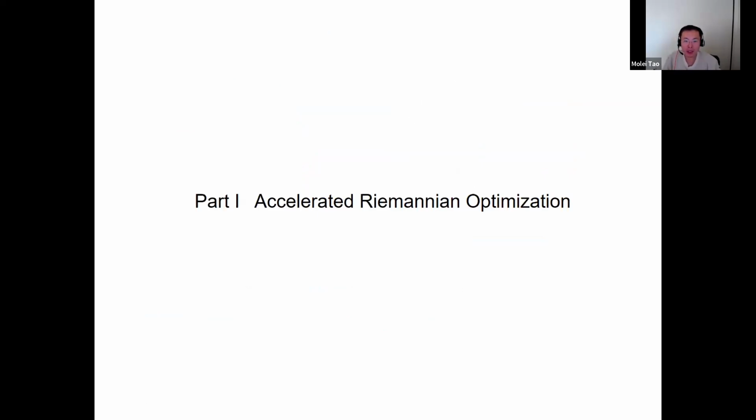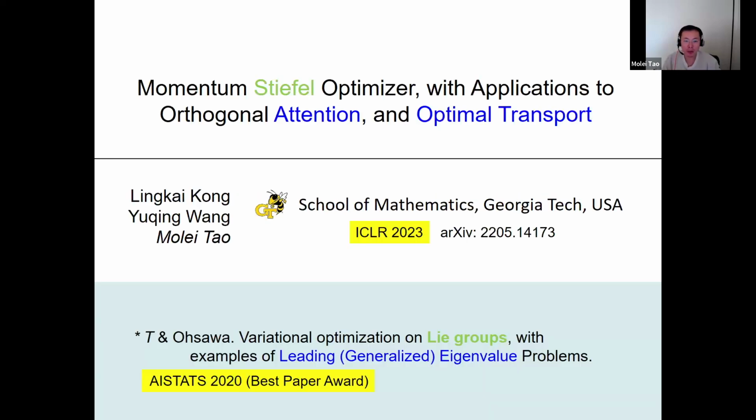So part one, accelerated Riemannian optimization. It'll be primarily based on two papers. The top one is joint with my student Lin Kai Kong, Yuqing Wang. It's a more recent paper in ICLR 23, but I'll also be combining the presentation with some results from this older paper with Tomoki Osawa that was from AI Stats 2020. It won the Best Paper Award.